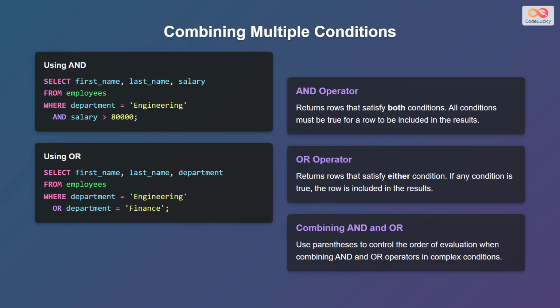When combining the AND and OR operators, it is important to use parentheses to control the order of evaluation, especially in complex conditions. For example, when using the AND operator, SELECT first name, last name, and salary FROM employees WHERE department equals engineering AND salary is greater than 80,000, this would return only engineers with salary greater than 80,000. Alternatively, using the OR operator, SELECT first name, last name, and department FROM employees WHERE department equals engineering OR department equals finance. This will return all employees who work in either the engineering or finance departments.